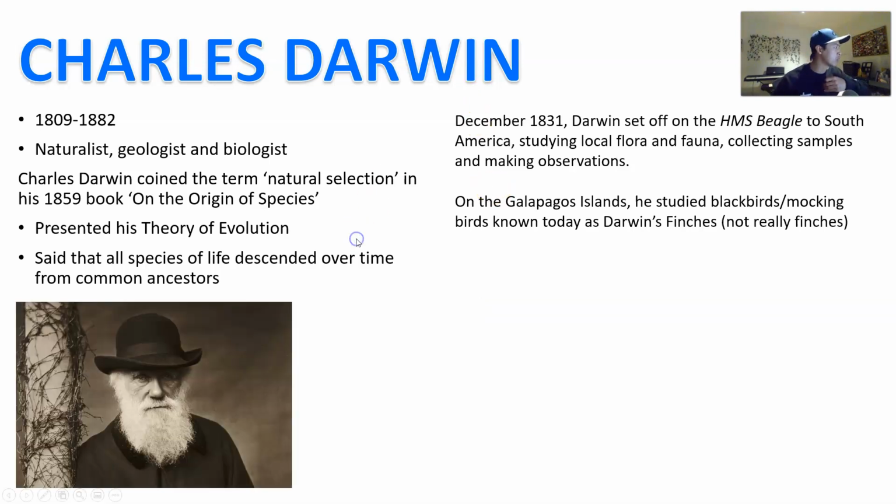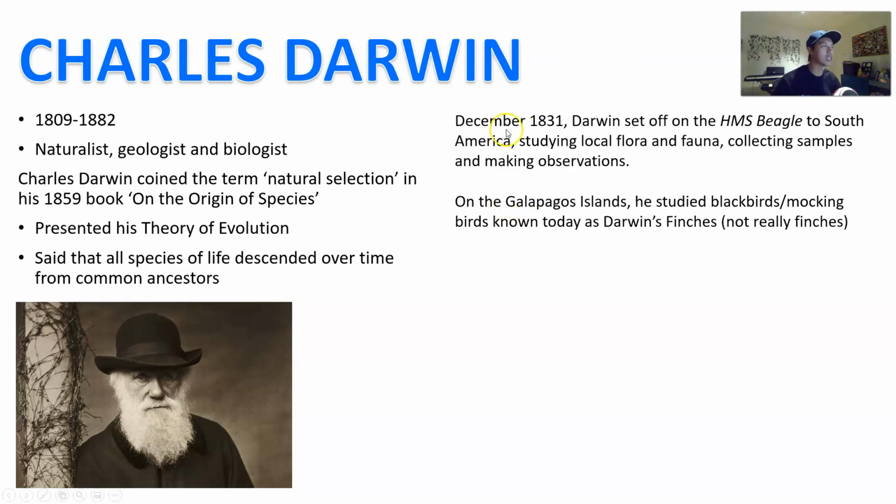Okay, we can't talk about evolution without talking about Charles Darwin. This is Charles Darwin, 1809 to 1882. He was a naturalist, a geologist, and a biologist. And he coined the term natural selection in his book, The Origin of Species, where he presented his theory of evolution, and in it said that all species of life descended over time from common ancestry. So he was the first to link species together. They weren't just distinct categories, but were actually formed or evolved from one form to another over a long period of time.